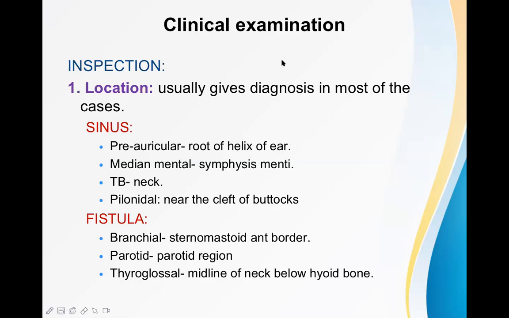Now, what about the fistula? According to the location, this fistula can be diagnosed. Like branchial fistula, it is present in the anterior border of the sternocleidomastoid muscle. Now we all know where the sternocleidomastoid muscle is, isn't it? It is on the side of the neck, sternomastoid, or you can say sternocleidomastoid muscle. Do you know what is the nerve supply of the sternocleidomastoid muscle? Anybody?